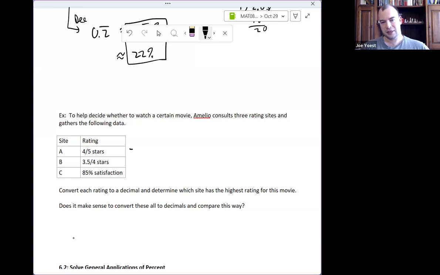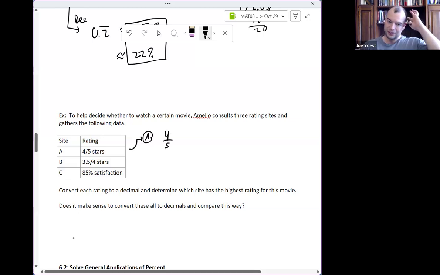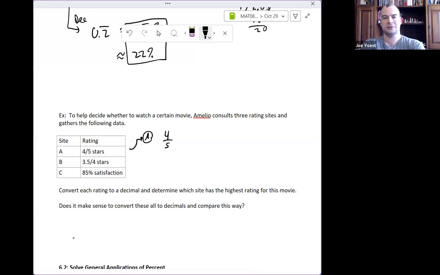So let's take each of these. So for site A, we take the ratio 4/5. 4 stars to 5 stars, the ratio of 4/5, we can see that this is going to be 0.8 as a decimal.